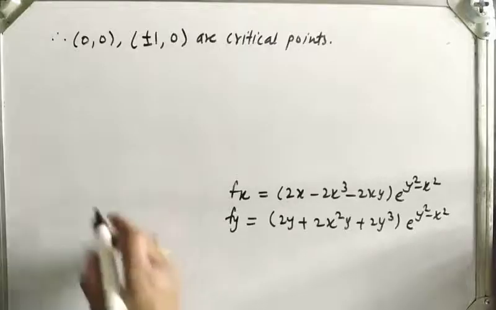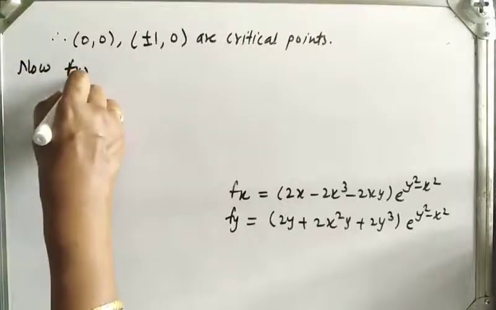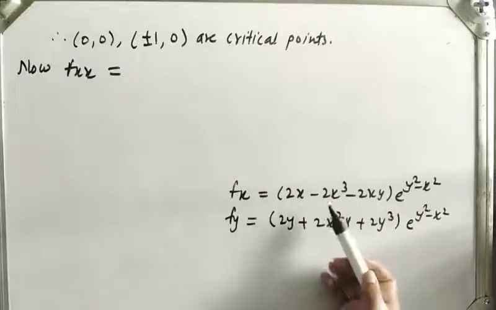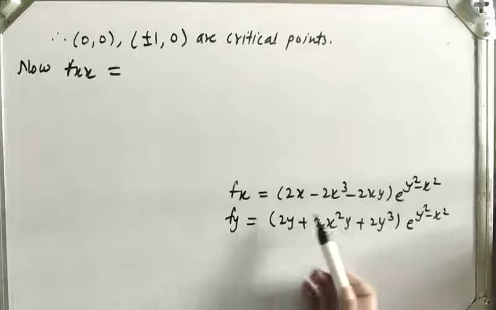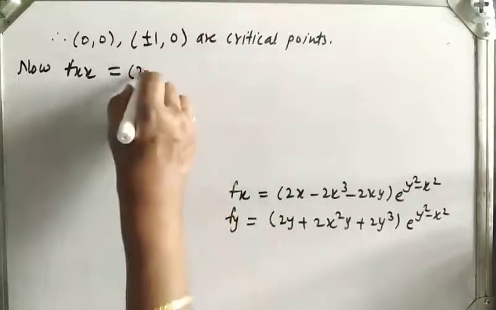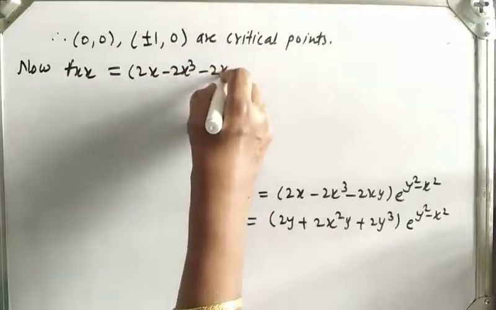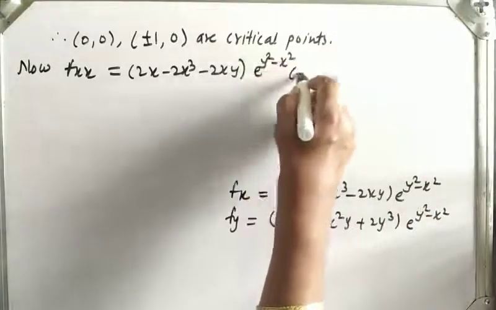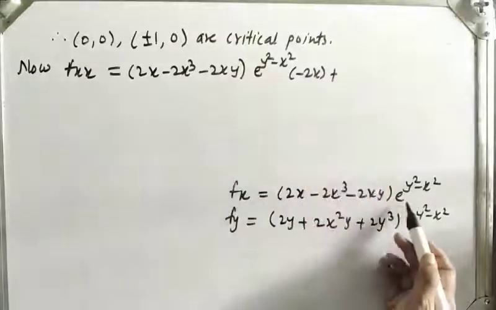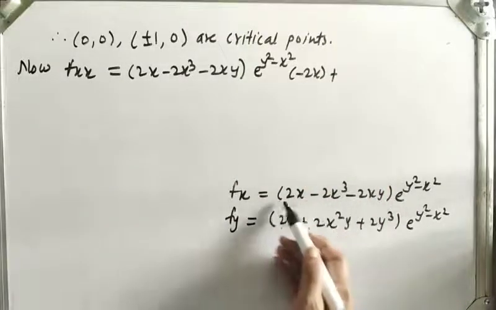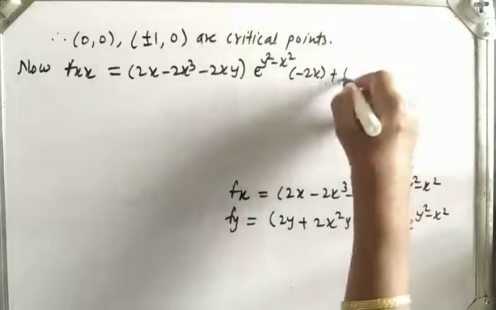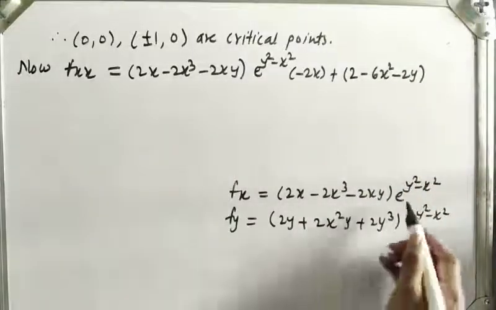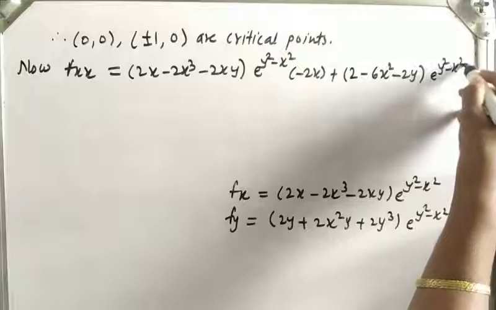Okay. Now let us find out fxx, which is the derivative of this with respect to x. Here also we need to use the u into v rule. So let us keep this first bracket, 2x − 2x³ − 2xy, as it is, times the derivative of e^(y² − x²), which is again minus 2x, plus keep e^(y² − x²) as it is, times the derivative of this bracket with respect to x, which will be 2 − 6x² − 2y.